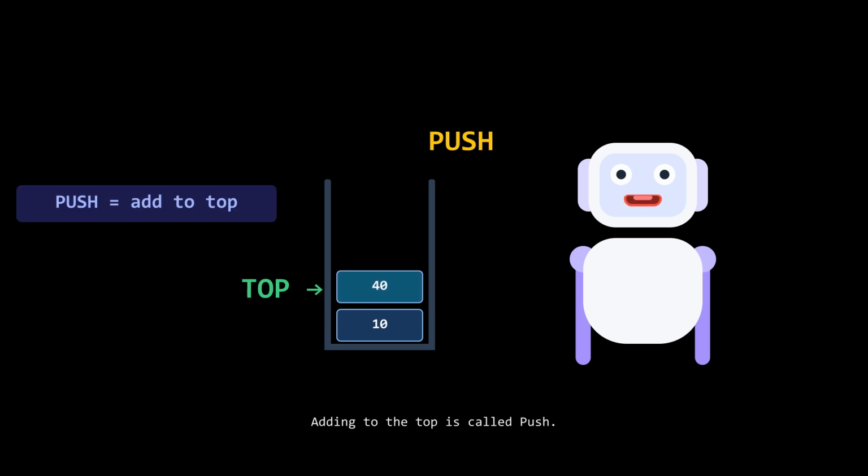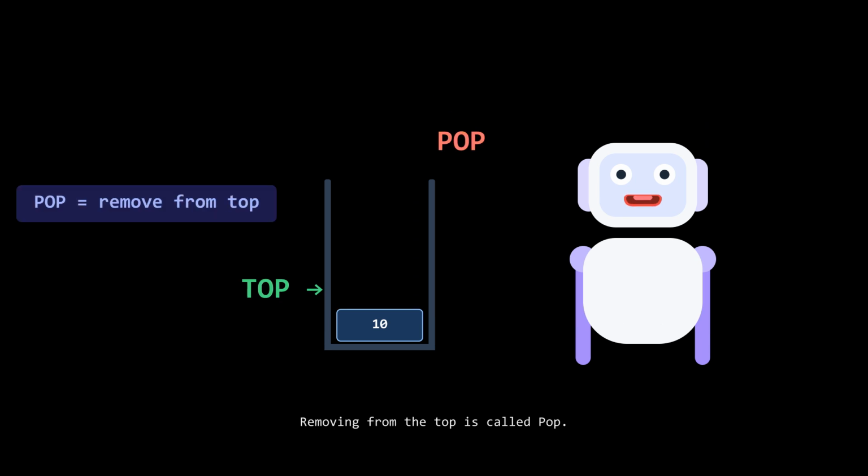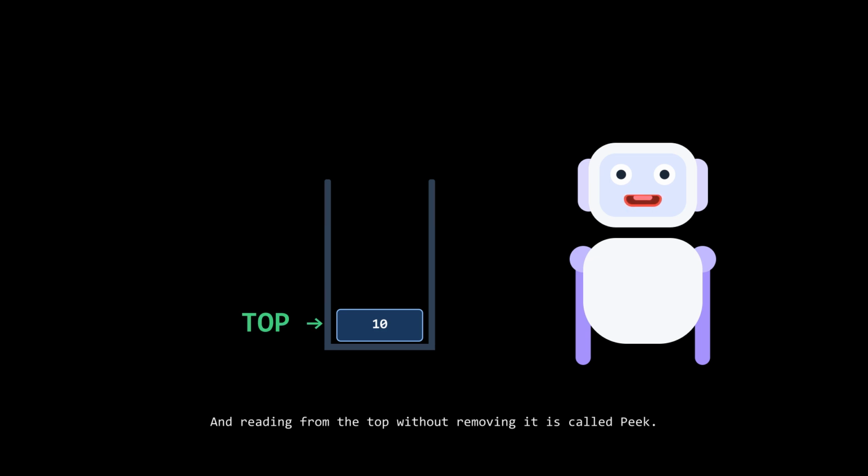Let us give these operations their proper names. Adding to the top is called push. Removing from the top is called pop. And reading from the top without removing it is called peek. Push, pop, peek. That is everything a stack gives you. No random access, only the top.